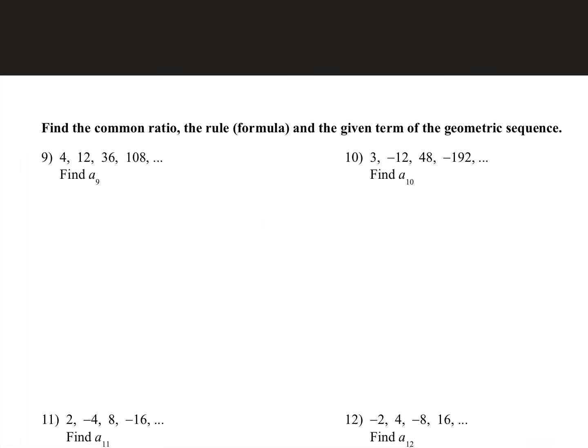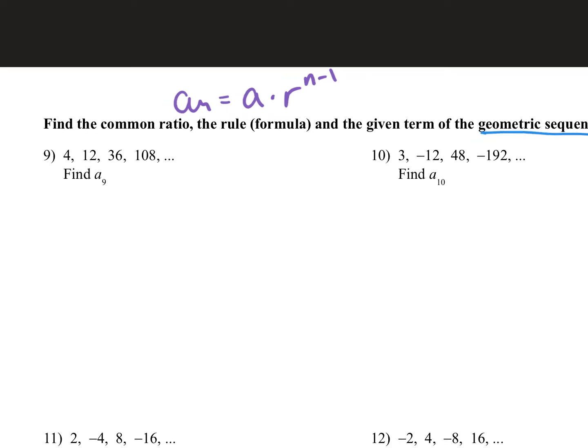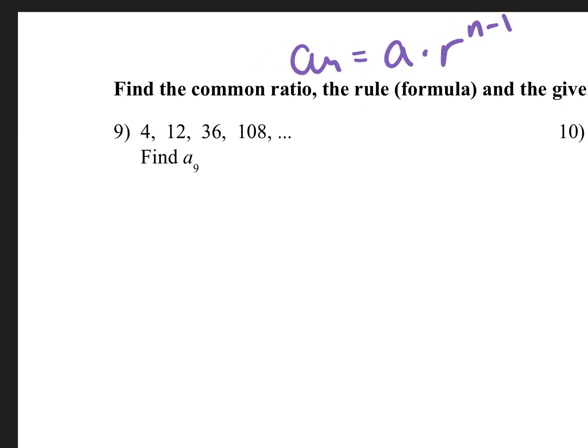So for number 9, we have to find the common ratio, the rule, which is our formula, and the given term of the geometric sequence. So what's our formula for a geometric sequence? a sub n is equal to a times r to the power of n minus 1. So again, we need our first term, our common ratio, and the term that we're finding. So let's start with our common ratio. What am I multiplying to get from one number to the next? Multiplying 3. So our common ratio is 3.